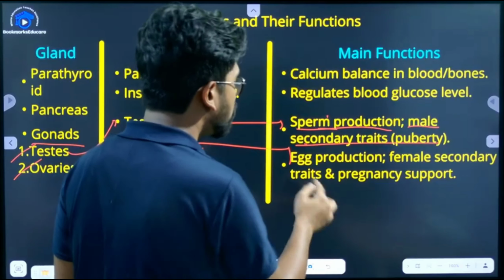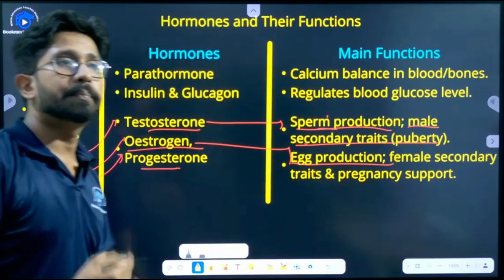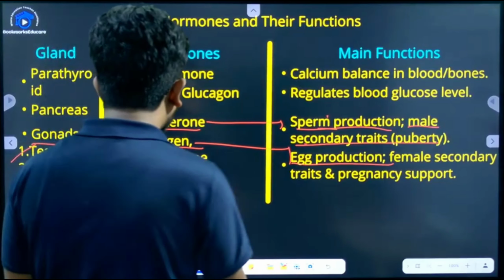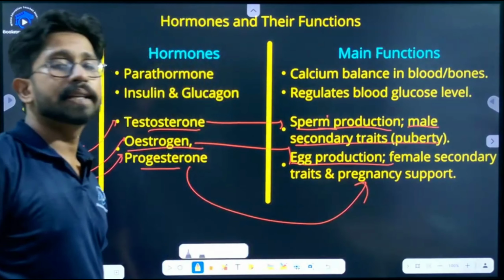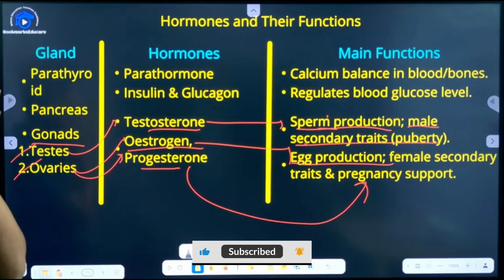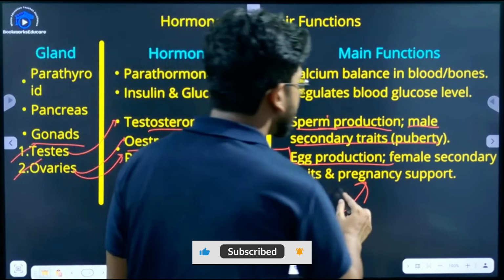Estrogen is for egg production. Okay, the primary function of estrogen is to produce eggs and maintain the estrous cycle. Okay. On the other hand, progesterone mainly characterizes female sexual dimorphism, and along with that, it supports pregnancy.